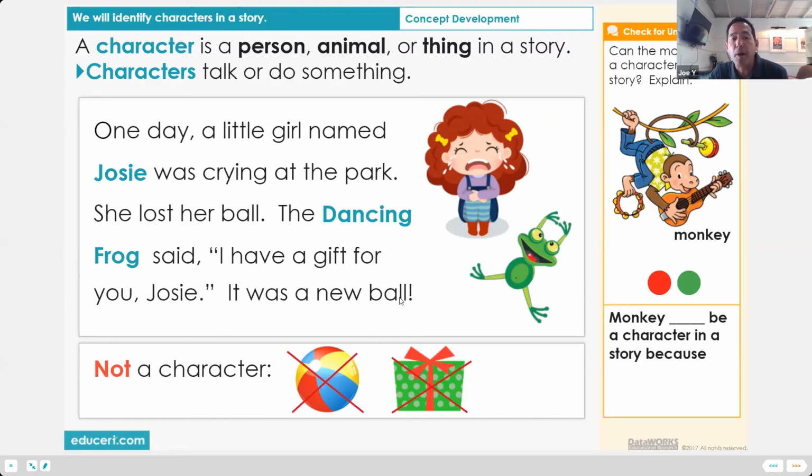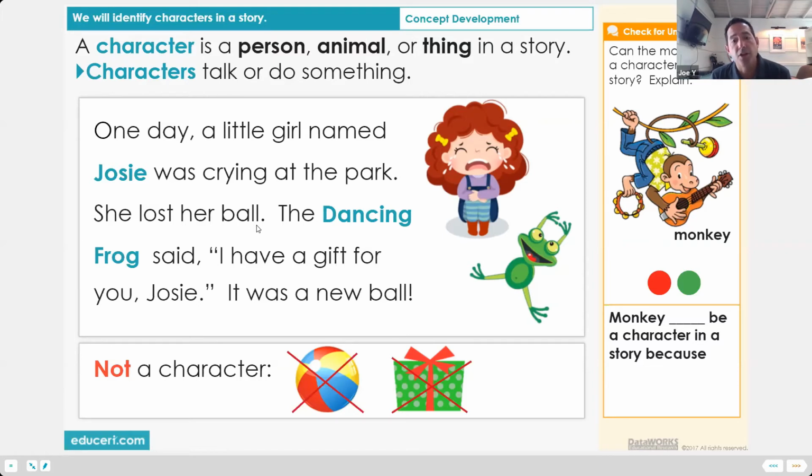It was a new ball. Everyone at home, read that for me. It was a new ball. Oh, but wait a second. Sometimes some things or animals aren't characters. Not a character. Everyone at home, do this. The ball, that's not a character because it never talked and it didn't do anything that a person would do.